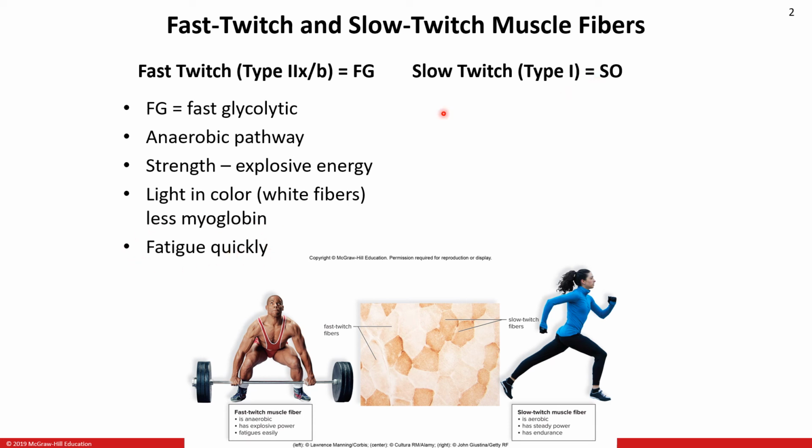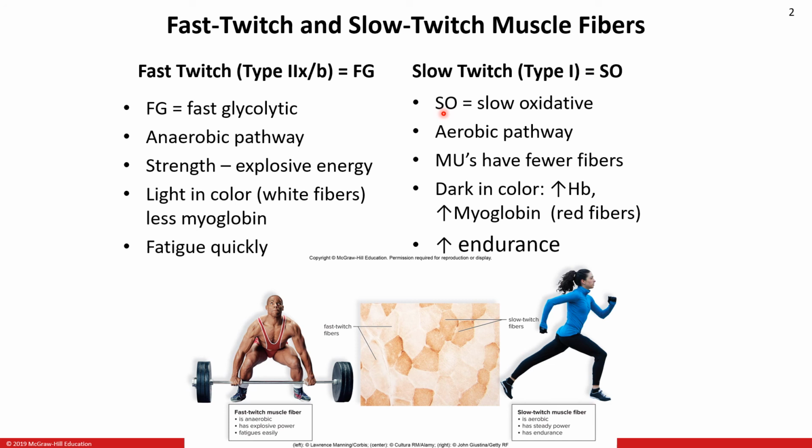The slow twitch, on the other hand, are going to be just about the opposite. They're going to be slow oxidative, so they're going to be using the aerobic pathways. Their motor units are going to be much smaller. So remember, a motor unit is that alpha motor neuron and all the muscle fibers it innervates. And if you think about it, that makes sense because the fast ones are where your strength and explosive energy are, and they're going to have the big motor units in them.